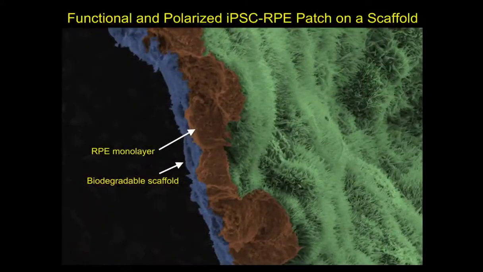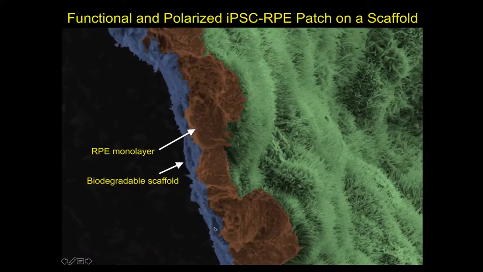Now, the next slide shows you a monolayer of RPE, really a polarized monolayer of RPE, in this case made on a PLGA scaffold. This comes later in the second half of my talk, that we're using this biodegradable scaffold to transplant an RPE patch in patients. But this slide really illustrates, done here by scanning EM, how homogeneously polarized this monolayer is.